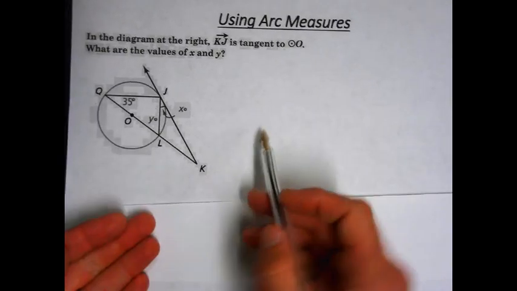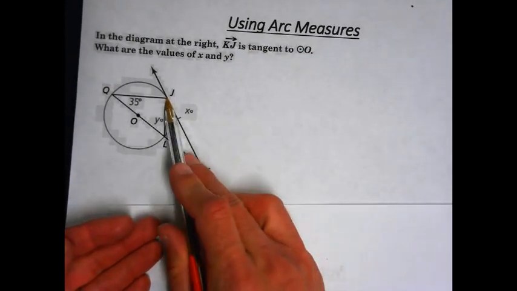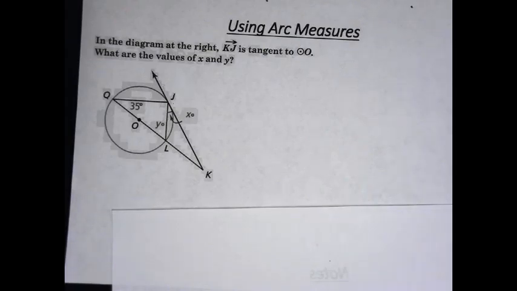Ray KJ is tangent to circle O, so we have a tangent line here. And now the question is, what are the values of x and y? There are so many different ways we can approach this.